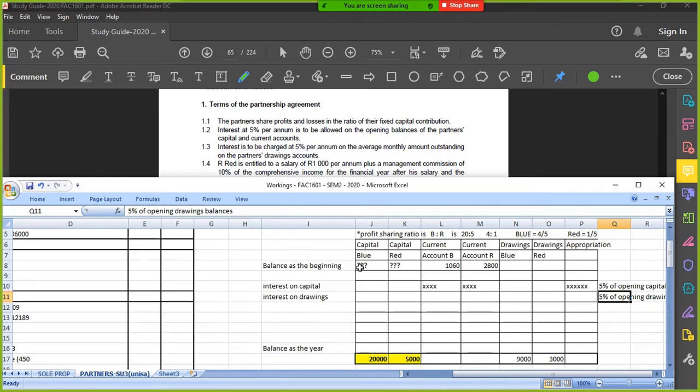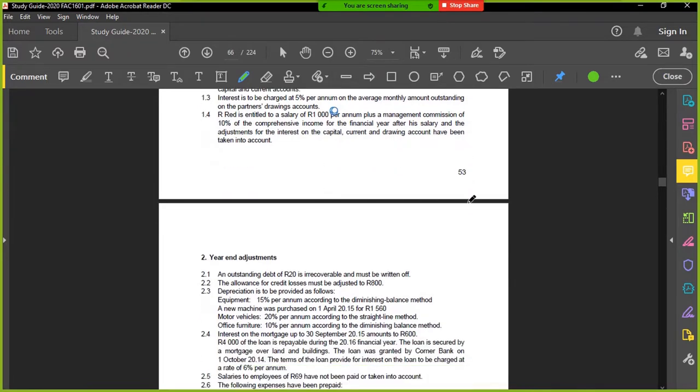Okay, but I've read it. I know I'm going to have interest on drawings. Interest on drawings will affect current and will affect appropriation, because the partnership needs to compensate for those amounts. Right, let's go back.